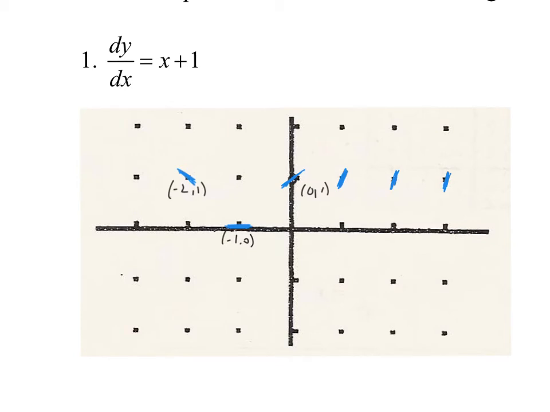So I'm going to fill in the rest, and what is helpful is to look for patterns in your coordinates. So for example, when x is -1, right along here, our slopes will always be 0. So I don't have to calculate each, I'm just going to make little horizontal lines there. Now the pattern's not always vertical, it's different depending on what equation you're given. Now everything along the y-axis should have a slope of 1. Everything here would have a slope of -1.